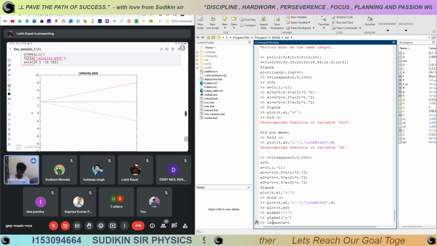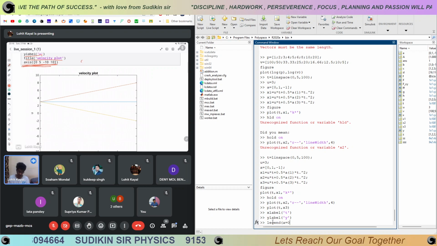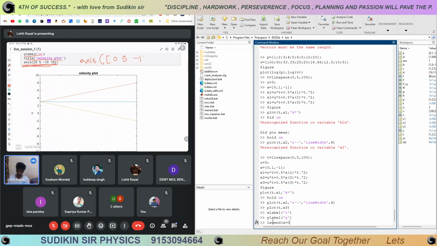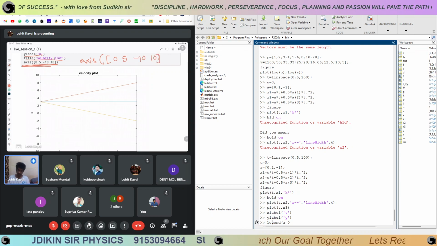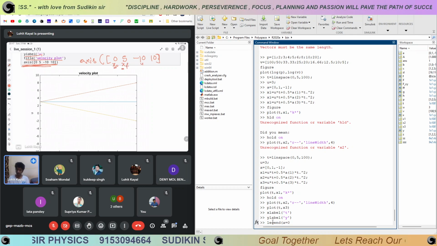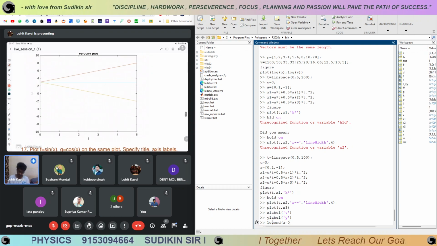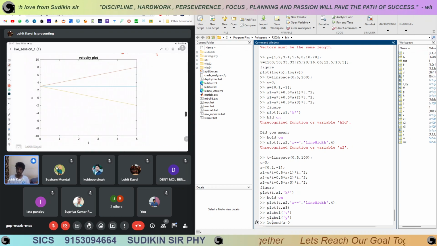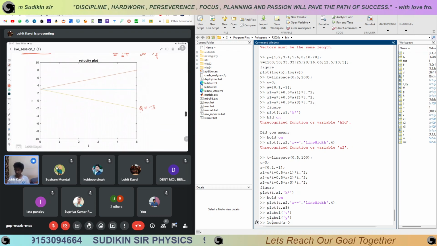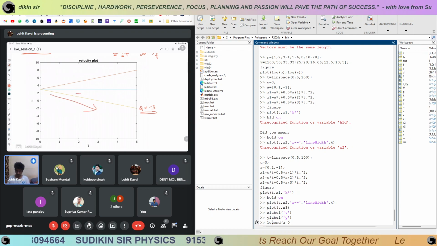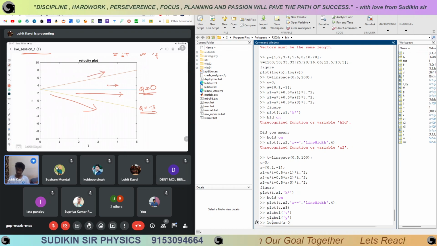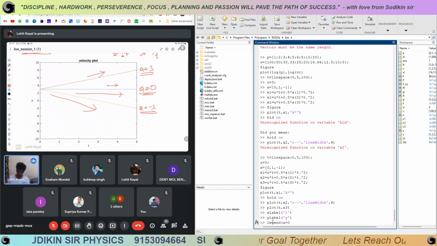And here the syntax given was axis 0 5 minus 10 10. It will be interpreted as x0, xf, that is, initial and final x, then y0 and yf. And here this is the plot. I forgot to put a legend here, but you can always put the legend. This is for a equal to minus 3. As expected, the velocity will decrease. Here this is for a equal to 0, the velocity is constant, and here it is accelerating, for a equal to 3. Okay, just go through it.